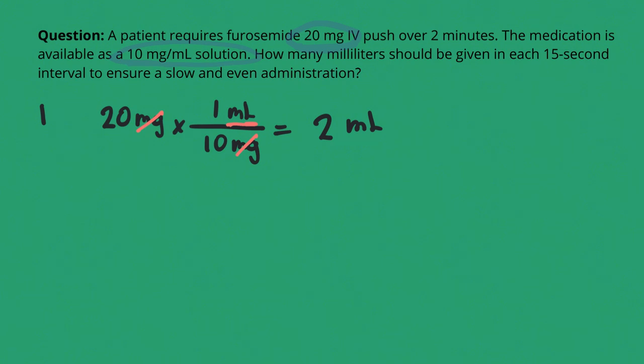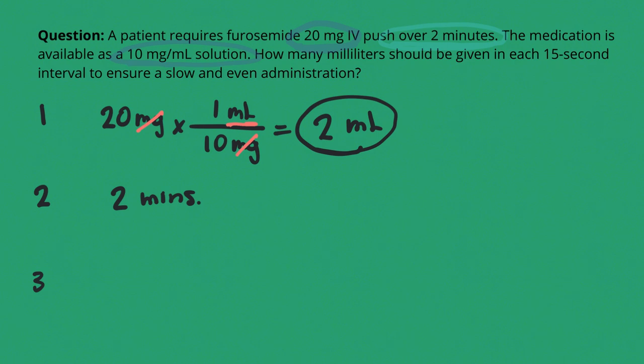All right, step 2, our total time. Now, let's see, do we need to do calculations or not? It says that we should give it IV push over 2 minutes, so it gives us the total time right there, which is nice. We don't have to calculate anything. We know we need to give it over 2 minutes total. So we are now on to step 3, in which we use our information for step 1 and 2.